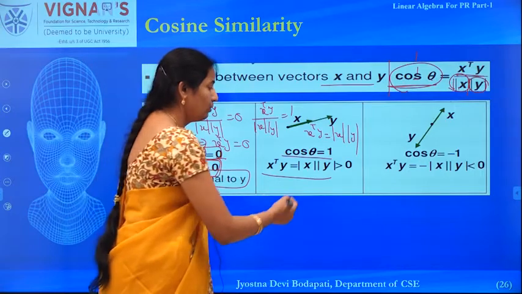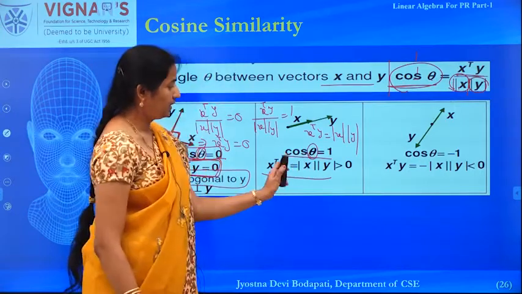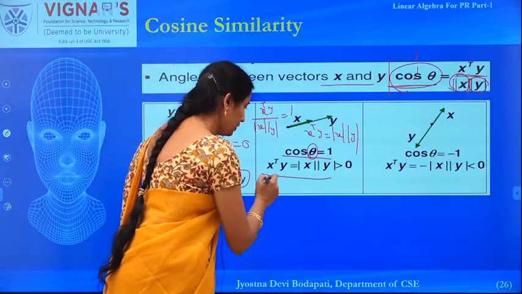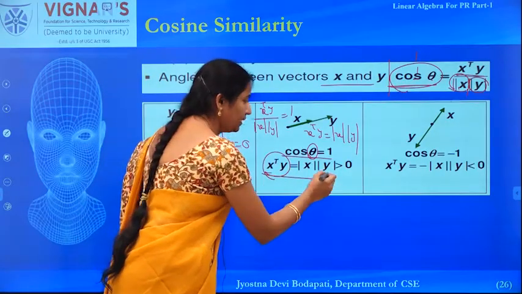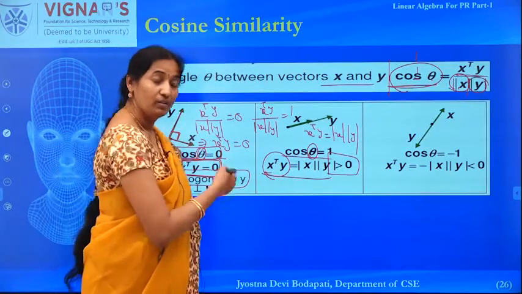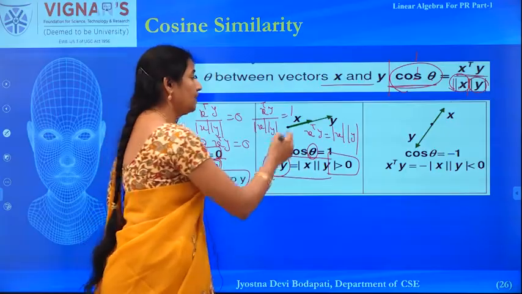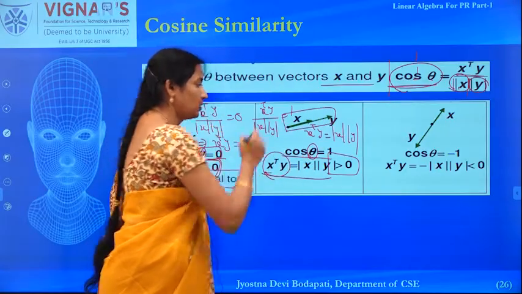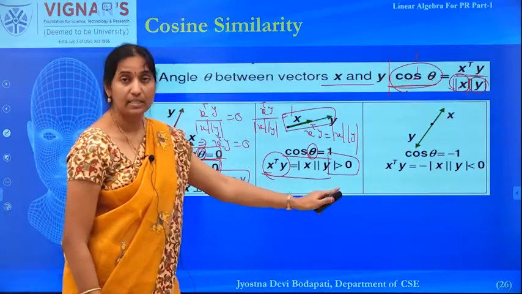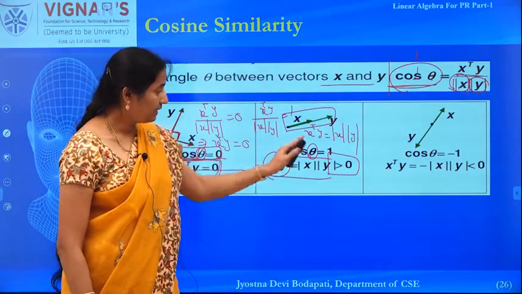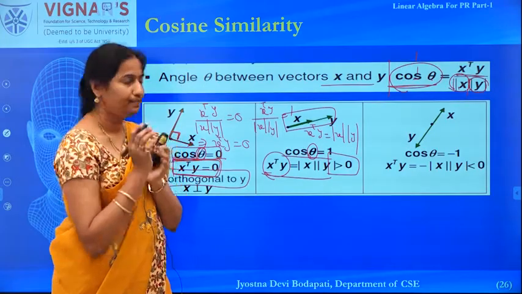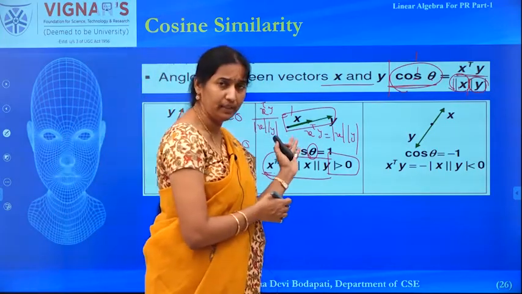And in this case, for what values of cos theta can it be 1? In that case, your x transpose y is always greater than 0. x transpose y greater than 0 means they are moving in the same direction. Whenever the inner product of the two vectors is greater than 0, that is an indication that they are moving in the same direction. Of course, their magnitude can be different.